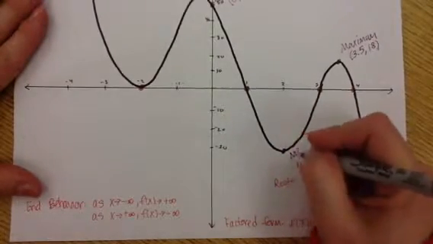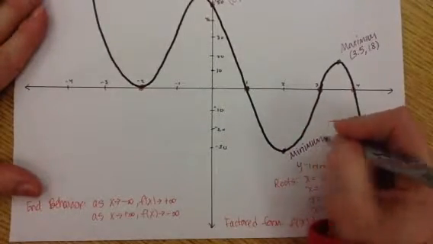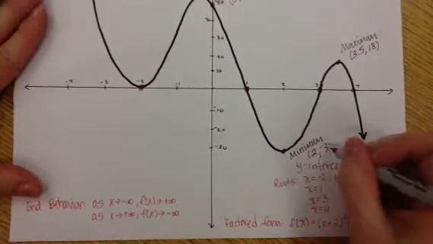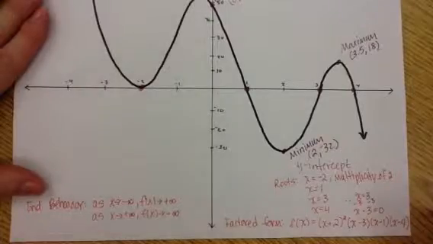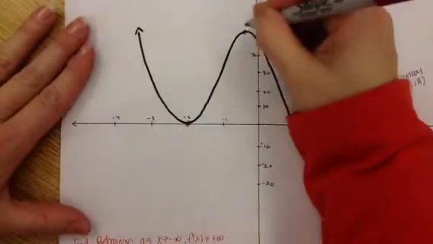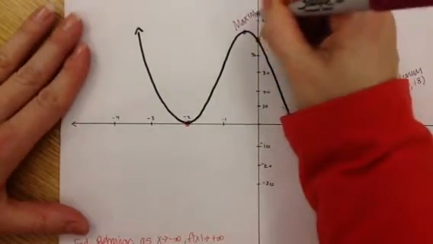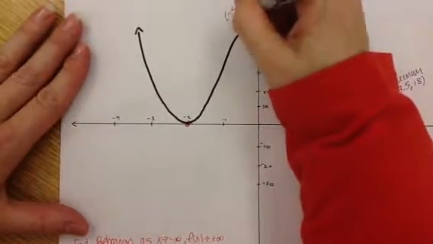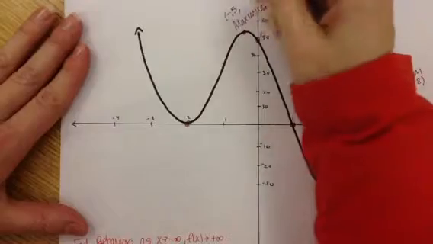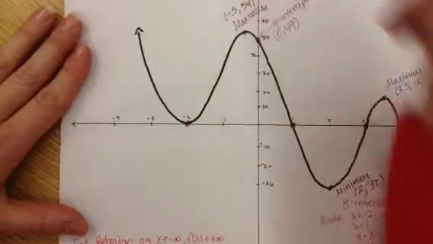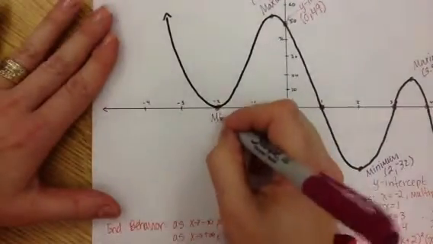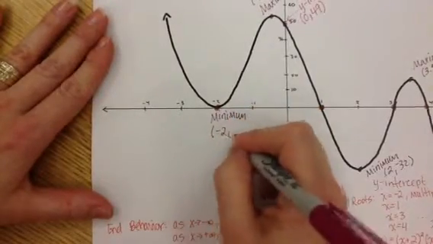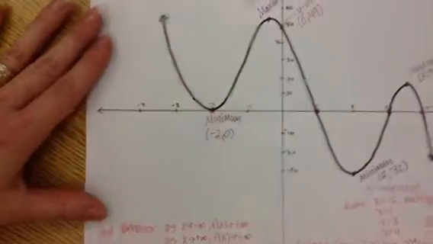Let's estimate this minimum to be at 2, and then maybe -32 or so. Then we have a maximum here again at, let's say -0.5, and then 54. And then here we have a minimum, and that one's easy. It's at -2, 0.